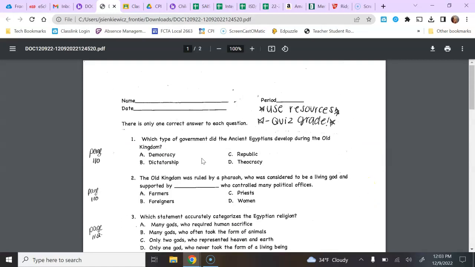So this is going to be counted as a quiz grade. And you can use all the information that I posted here to help you find your answers. Good luck.